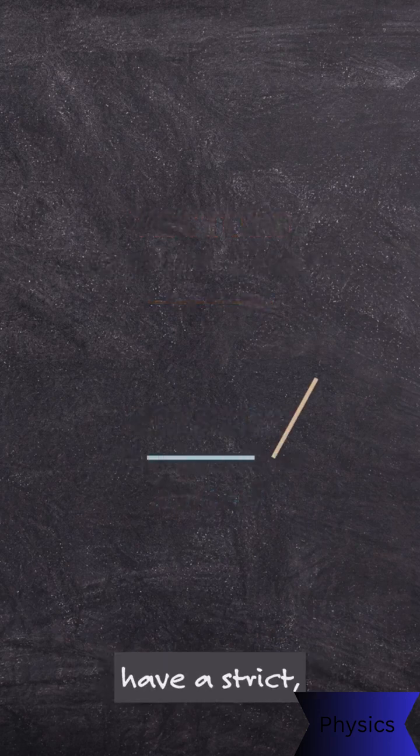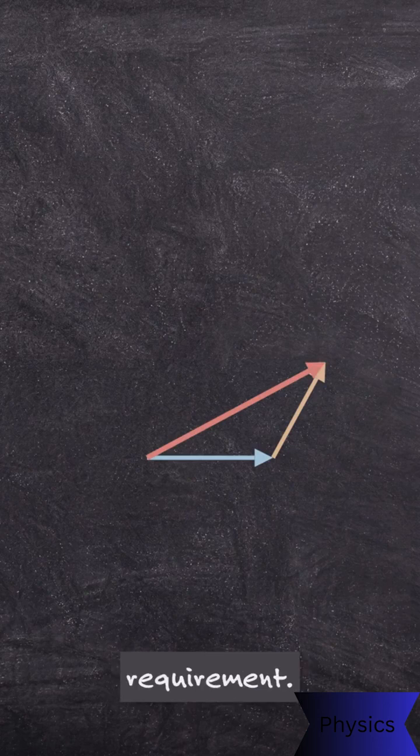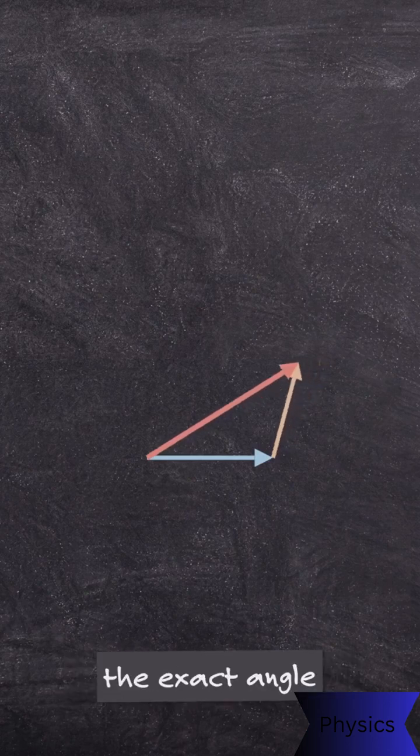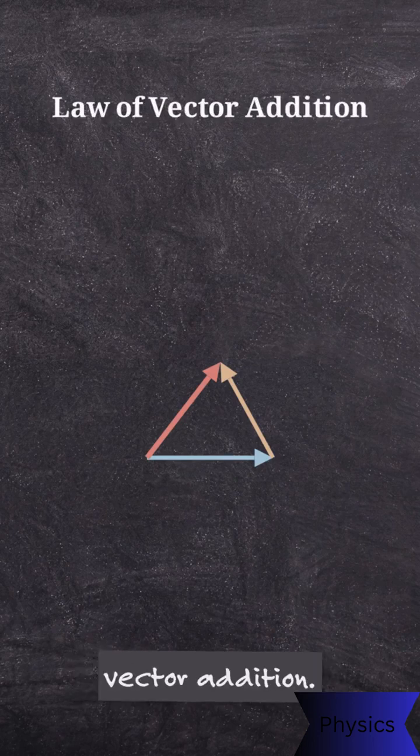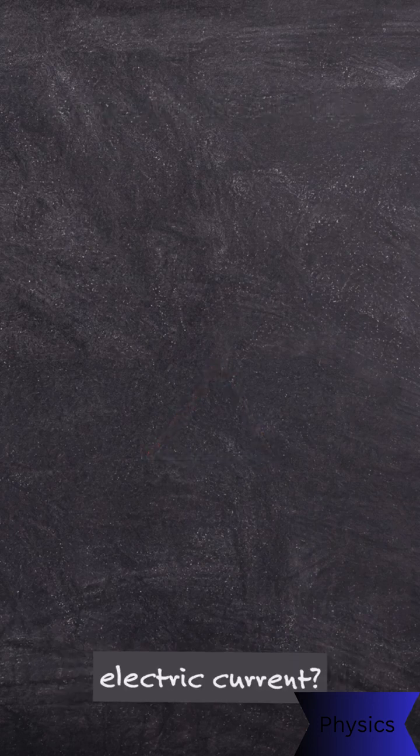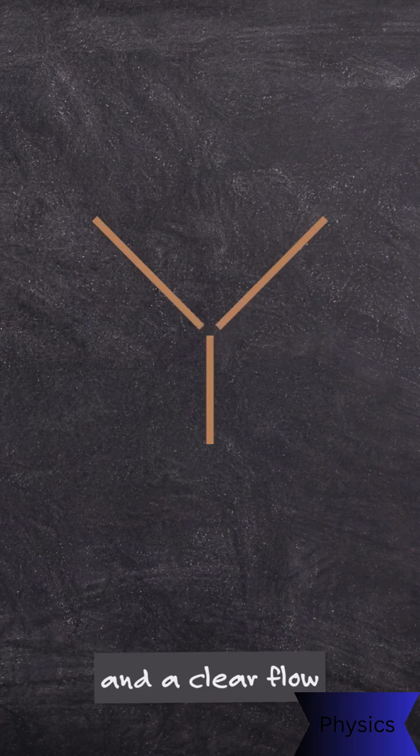But true vectors have a strict, non-negotiable requirement. When combining them, the exact angle between them completely changes your final result. This strict geometry test is the law of vector addition. So what happens when we apply this test to electric current? It has an amount and a clear flow direction.